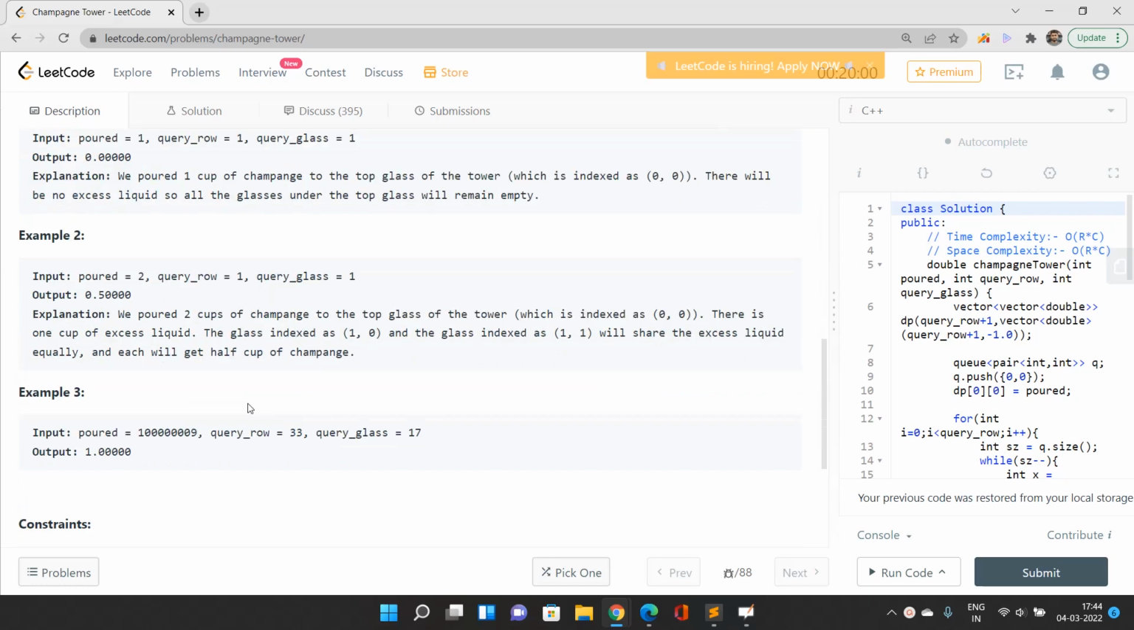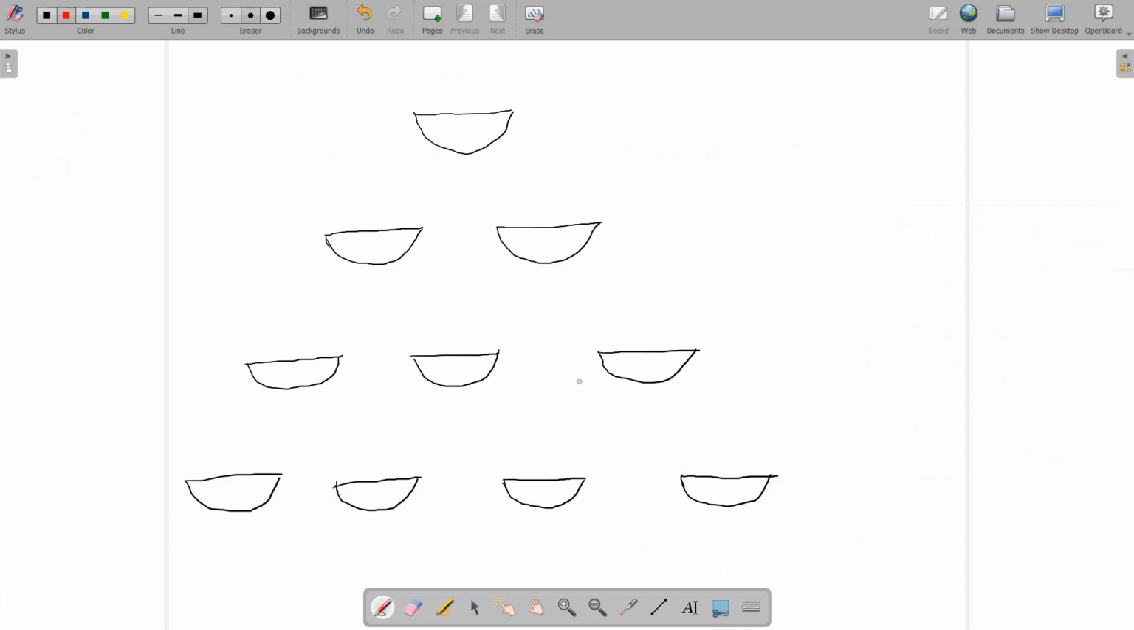Let's begin. You can see we are going to have the glasses placed over there, and we are going to pour some X glasses of water, or you can say we are going to pour some champagne. When X is 1, it means that we are going to fill this top glass completely.